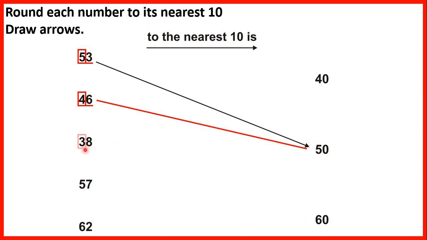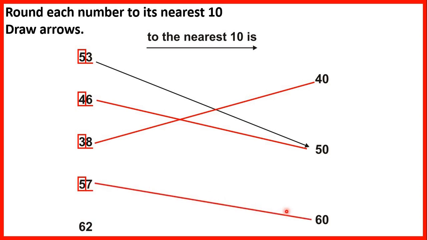Now for 38, we can find our tens, look at our ones, and because it's 5 or more, we're rounding up, so the 3 becomes a 4, and that means 38 rounds to 40. And for 57, again we have 7 in our ones, and if it's 5 or more, we round up. So the 5 becomes a 6, so 57 rounds to 60. It's closer to 60 than it is to 50, so we round up.